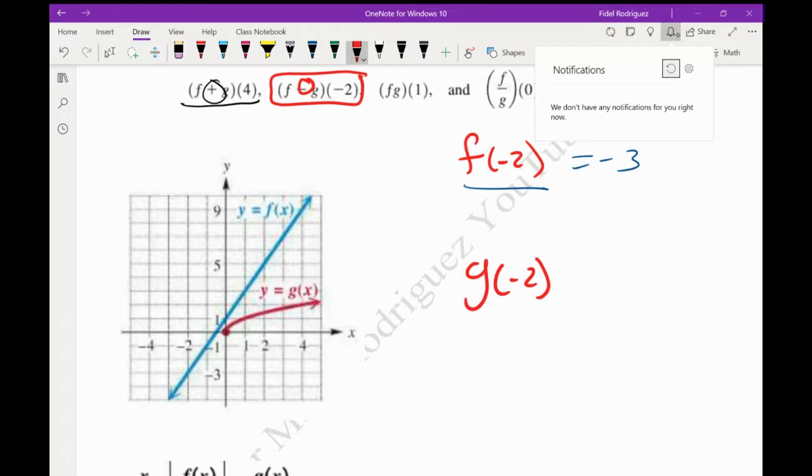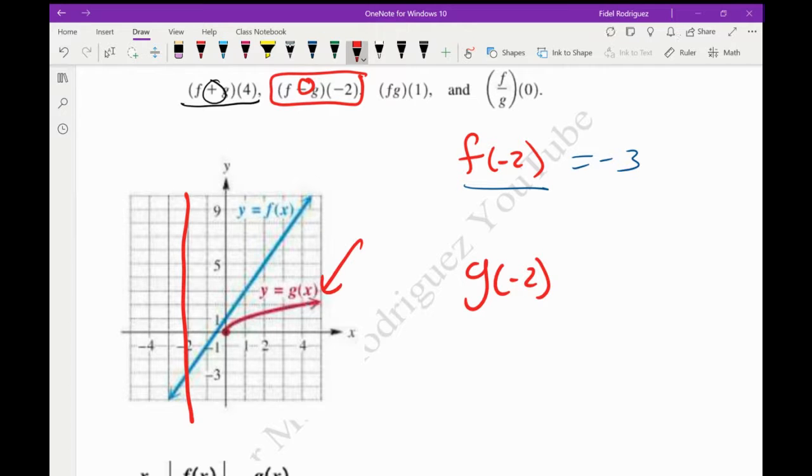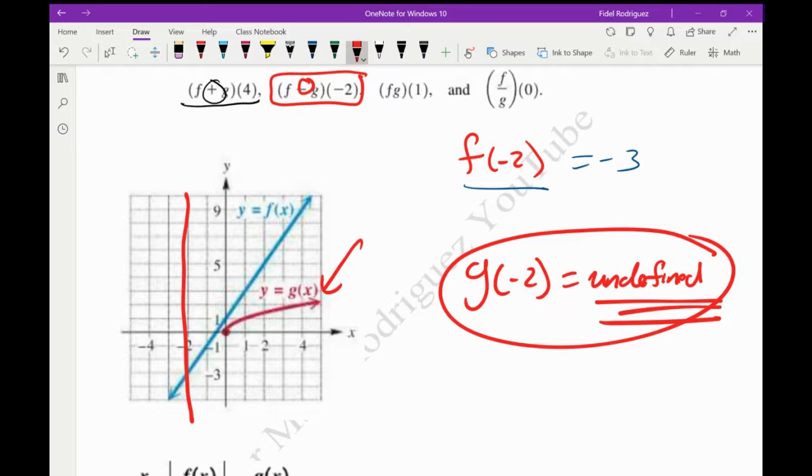I do the same thing we did before, negative 2. But I want to hit the g function. If I go up or down, do I ever hit that graph right there? Okay. What we say here, it's undefined. Why? Because when I go to negative 2 over here, I'm never going to hit that curve, right? Okay. If one of them is undefined at a particular value, then the whole thing is undefined. Undefined just means I can't do it, right? The number isn't there, right?